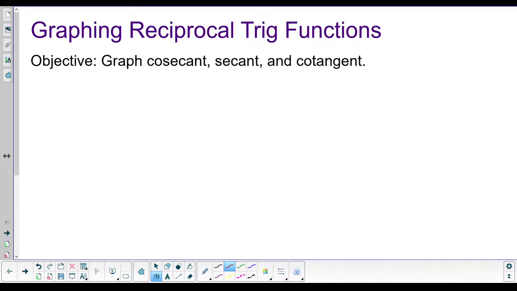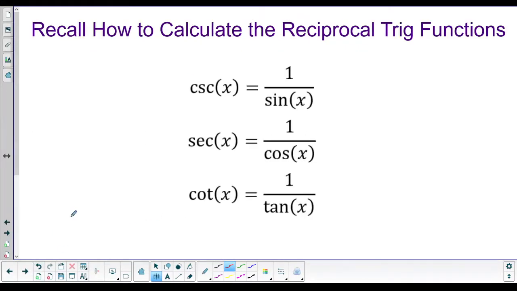So we're going to do some graphing today. All right, so let's go talk about graphing our reciprocal trig functions. But first, we need to remember what a reciprocal trig function even is. There are three of them: cosecant, secant, and cotangent.